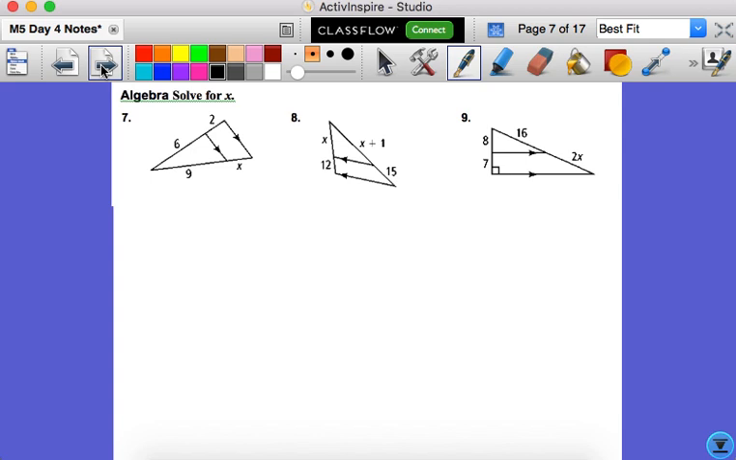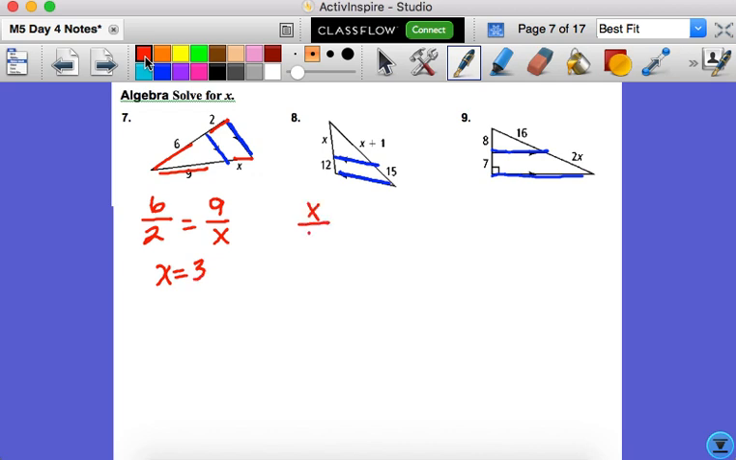These next few examples here, notice none of the information we're given is on these parallel lines. They're all blank, so that tells me I can just use the proportionality theorem. So looking at this, 6 over 2 would equal 9 over x. Just be consistent in how you set those up. 2 times 9 is going to give me 18, and 18 divided by 6 tells me that x is 3. Same thing here, x over 12, so top over bottom, would equal top over bottom.